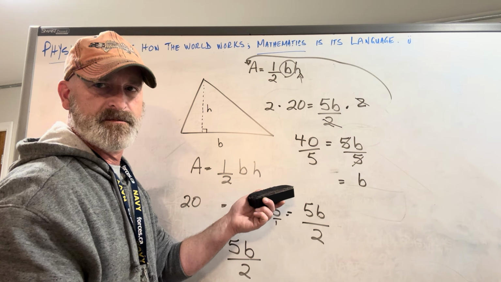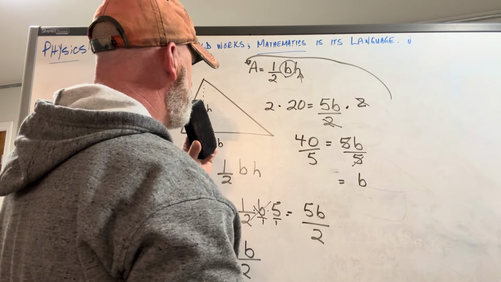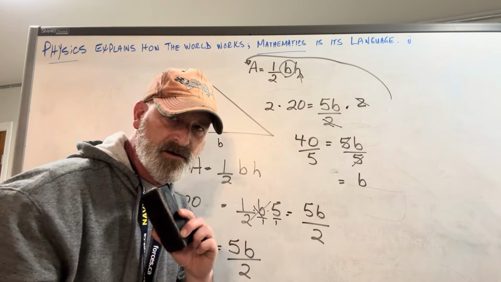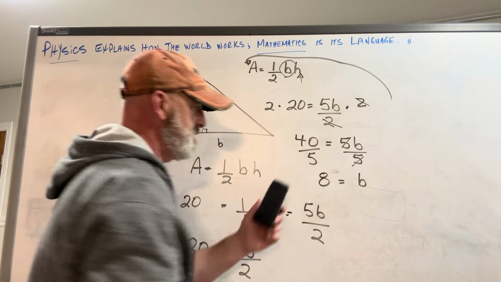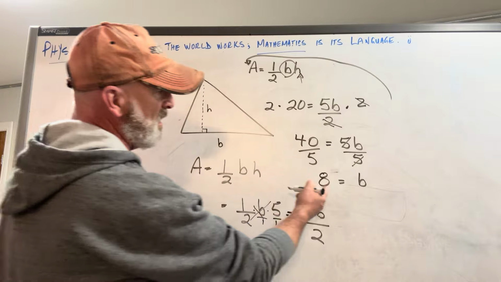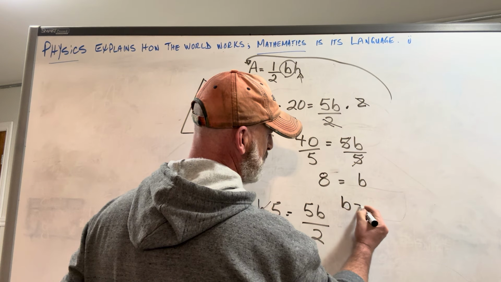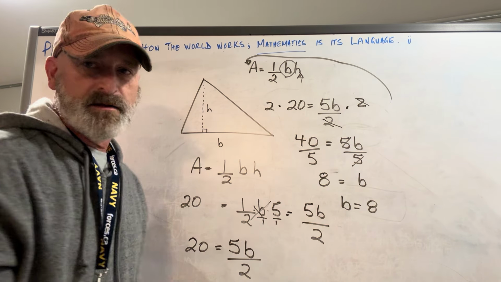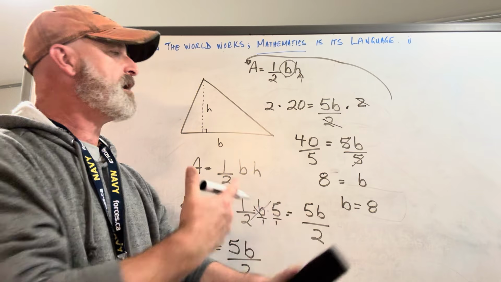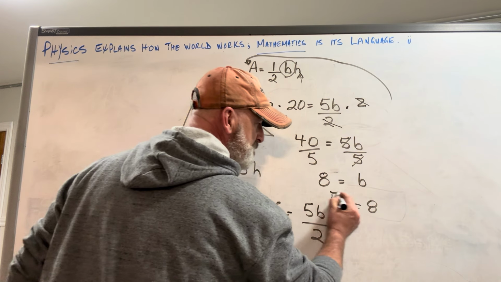5. 40 divided by 5. 8. 8 times 5 is 40. So now we have b equals 8. 8 equals b, or b equals 8. You can change these back and forth. They're equal signs. You can swap them back and forth because what's on one side is equal to what's on the other. So there's our answer.